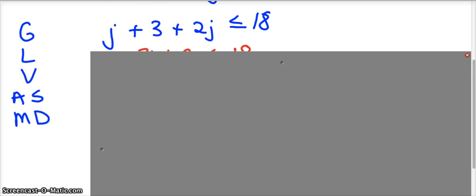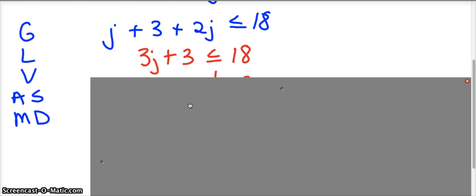Okay, well friends, these are the steps we go through in order to solve an equation or an inequality. This is what we abbreviated, what was on your flip book. Grouping symbols, like terms, variables, add or subtract to make a 0 on both sides, multiply or divide on both sides. So if you look, we don't have any grouping symbols, but we do have like terms. We've got J and 2J that needs to be combined to 3J plus 3.